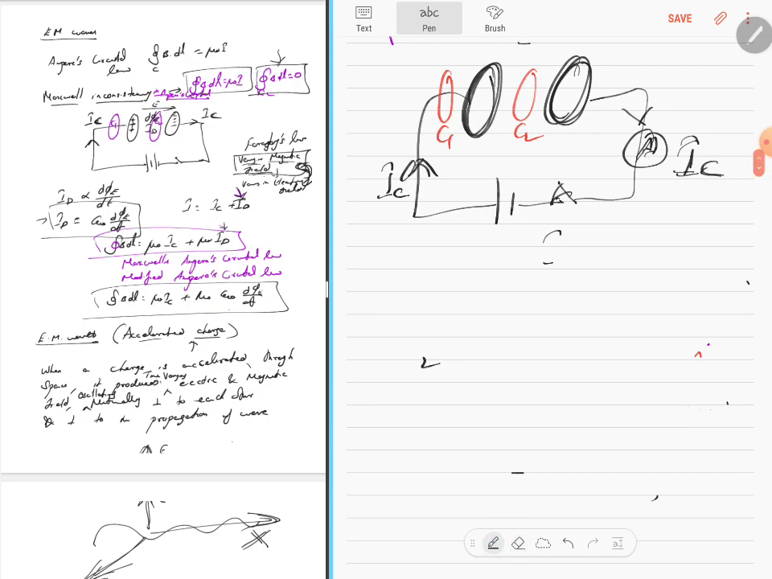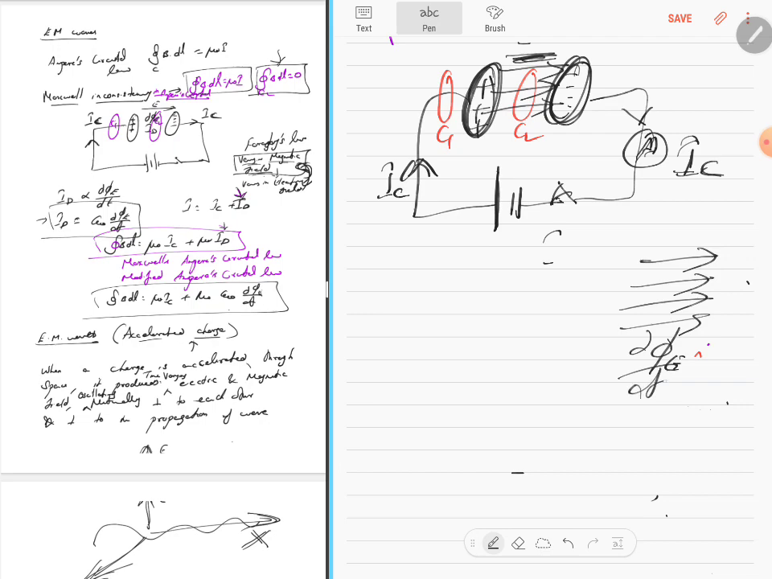Besides IC, there has to be a current ID which flows between the plates of the capacitor, and he tries to justify what that current is. Looking at this, he says that as the battery is switched on, the capacitor is getting charged, and there will be an electric flux which keeps on increasing, which is d phi E by dt. The electric flux is increasing with time, that is, the rate of change of electric flux. You all should know the rate of electric flux.